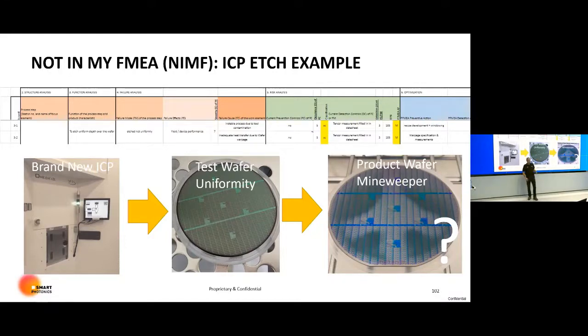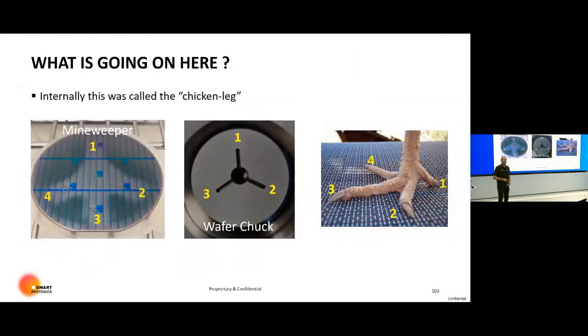Then we run our Minesweeper. Remember, Minesweeper is one of my favorites. And we got this profile. You see a large non-uniformity in a very distinct pattern. I started my talk with a question, and I'll ask it here towards the end as well. Anyone has an idea what's going on here? You're all experts, failure mode experts. No hands. Right, we call this internally the chicken leg.